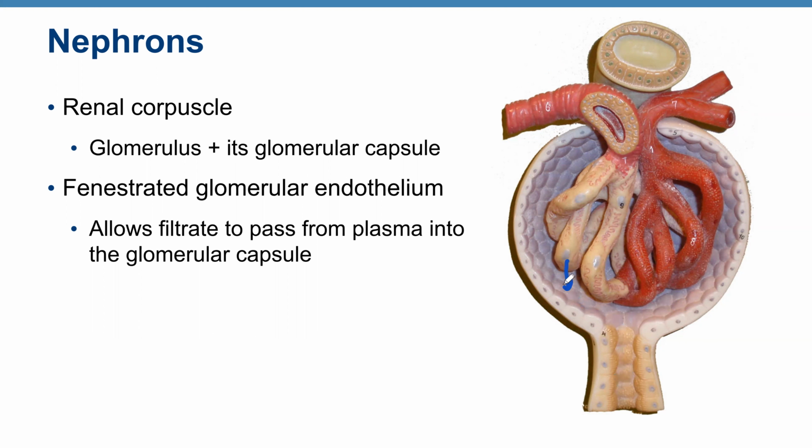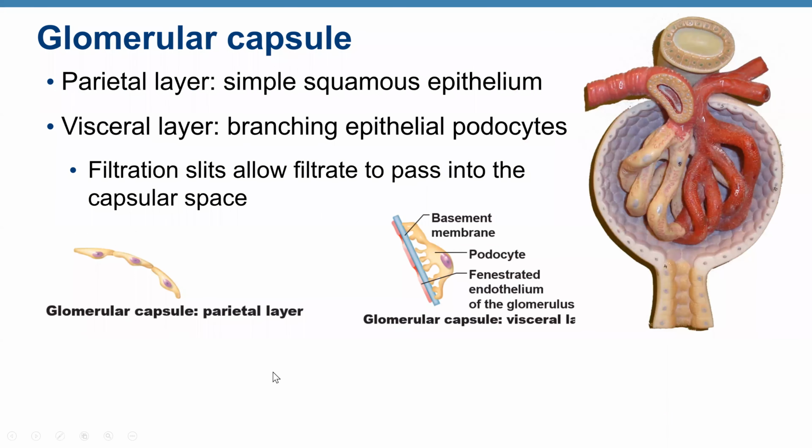But of course, not everything leaks out, right? Some blood stays inside capillaries and it flows away from the glomerulus through this blood vessel, number 7, called efferent arteriole. So the glomerular capsule is made of a parietal layer that is simple squamous epithelium and a visceral layer, branching epithelial podocytes. Filtration slits allow filtrate to pass into the capsular space.